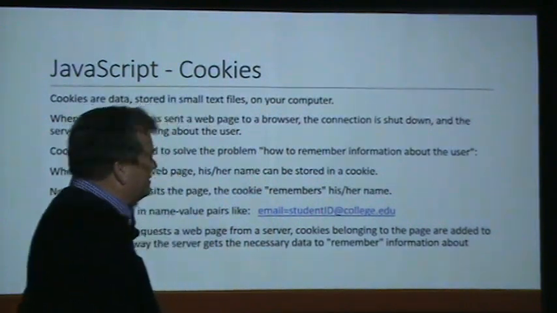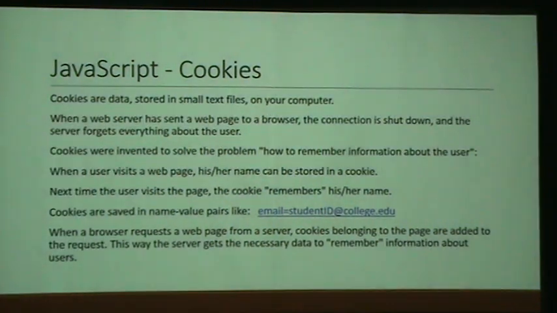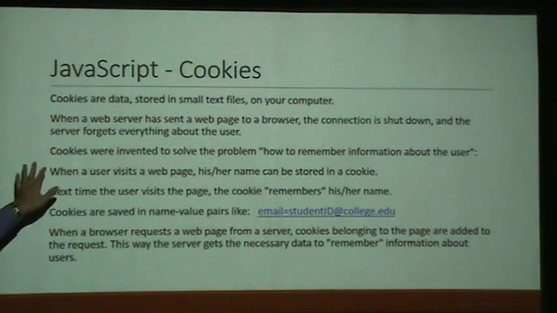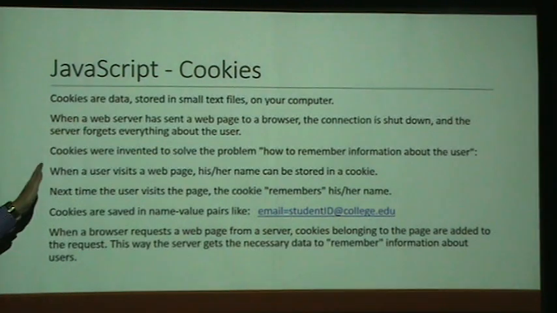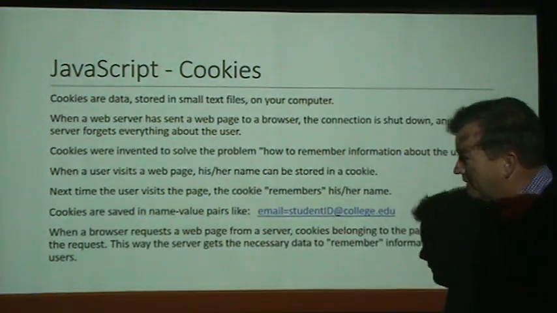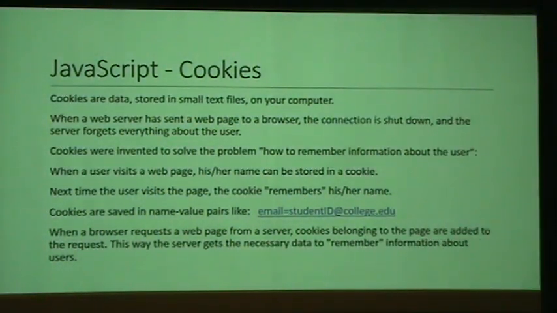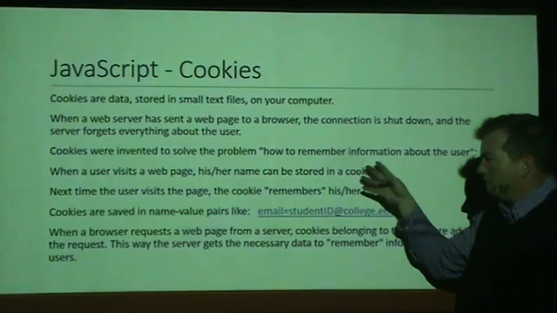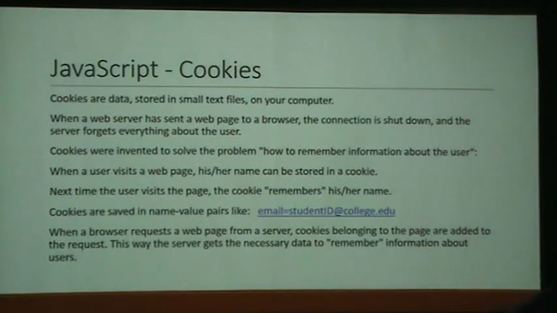So, cookies are data that's stored in small text files on your computer. When a web server has to send a web page to a browser and the connection is shut down, the server has no information about that user. So the solution to the problem is to create what they called cookies. Sometimes it's like a tray of cookies. They used that expression many years ago. And so when you go to visit a page, the server can store information needed for your using the website in cookies.